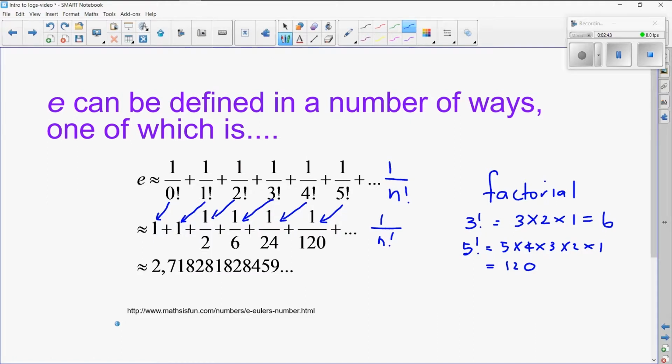And if you take, say, 100 of these factorials, or then maybe add up 1,000 of these factorials, and then maybe add up 1,000,000 of these factorials, you get closer and closer and closer to the number 2.7182818459, etc. This is an irrational number, and this is the value of e.